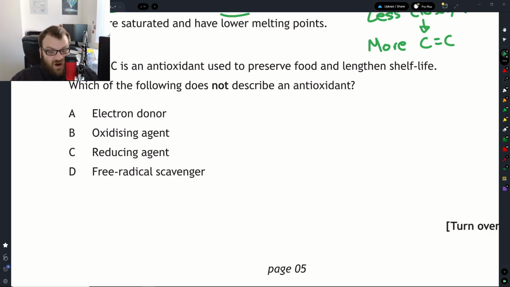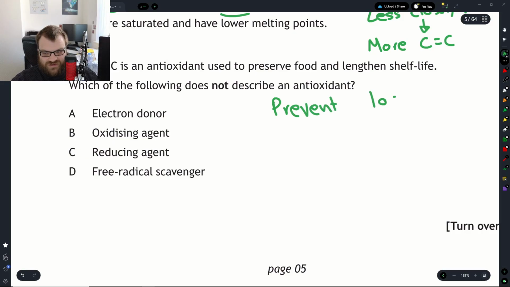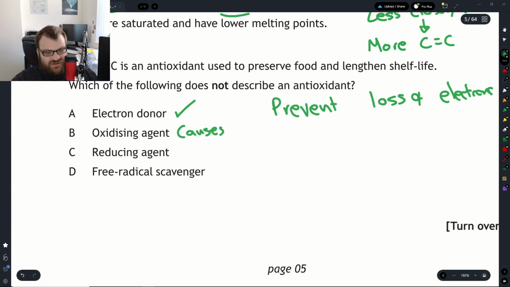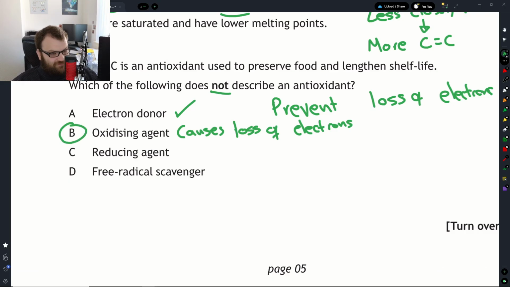Antioxidants are chemicals which prevent oxidation, which prevent the loss of electrons. It does this by giving its electrons to other chemicals, which means it will be an electron donor. An oxidizing agent causes loss of electrons, causes oxidation to happen. That's exactly the opposite of what we are trying to do with antioxidants. Because we're wanting the one that's not true, B is going to be our answer.